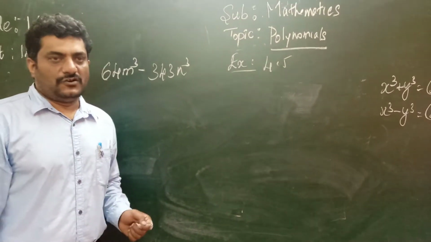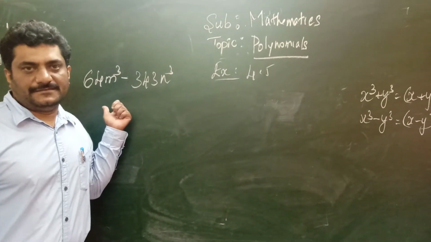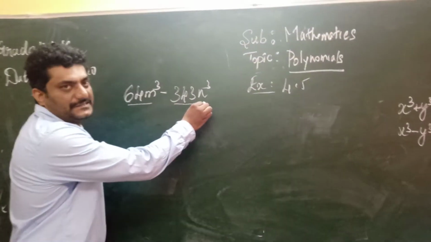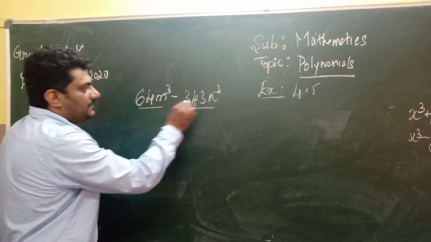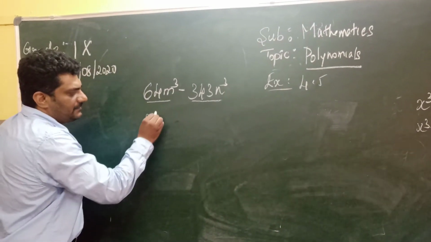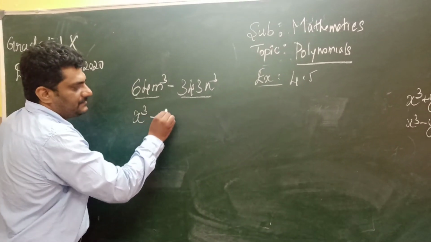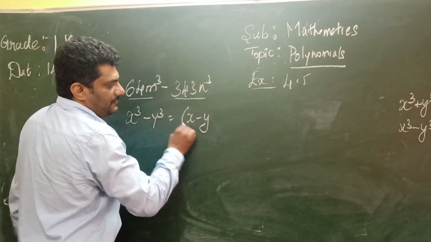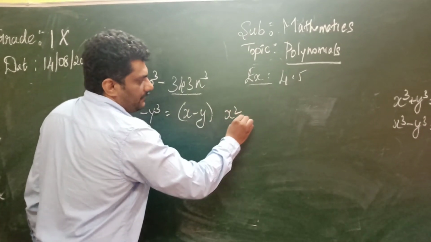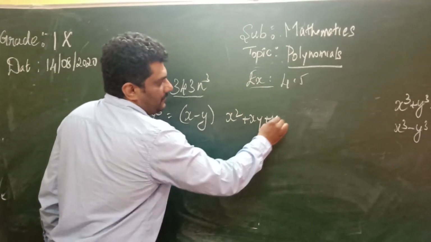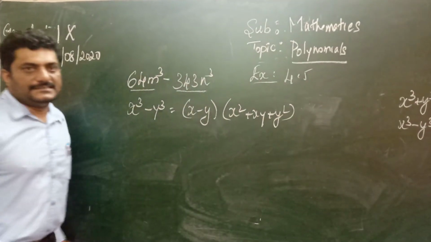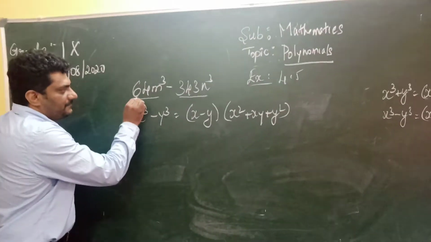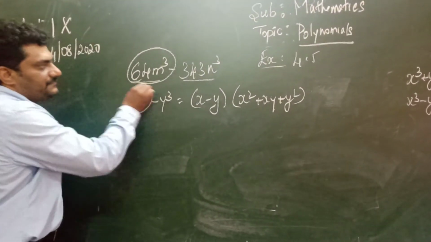In the 10th problem, this is a second way. Okay? Here 64m cubed minus 343n cubed. Again, the identity is nothing but x cubed minus y cubed is equal to x minus y, x squared plus xy plus y squared. That's the identity. Now, how do we get the values of x and y? Now, write this term in this form.